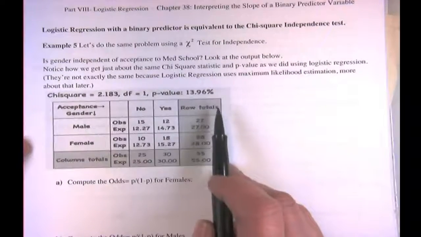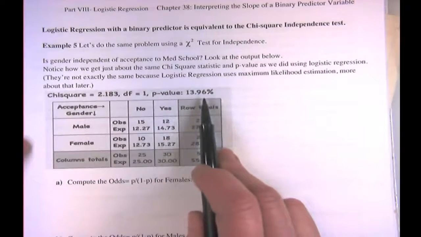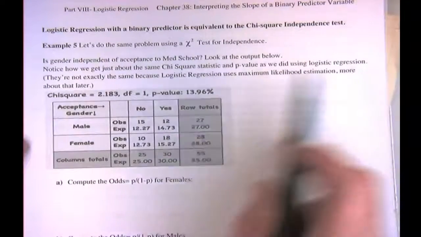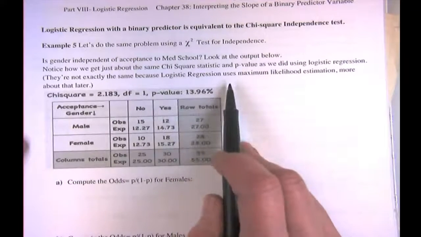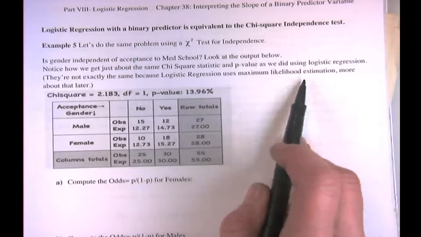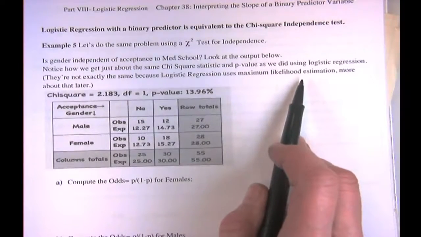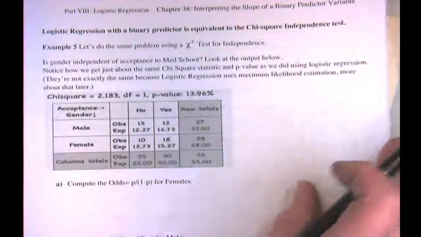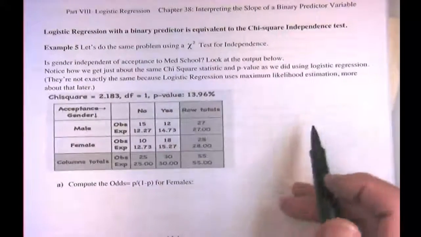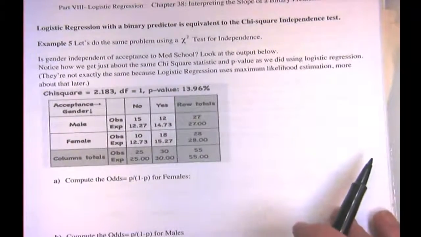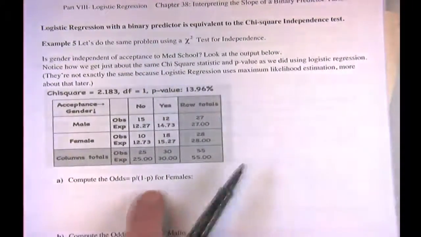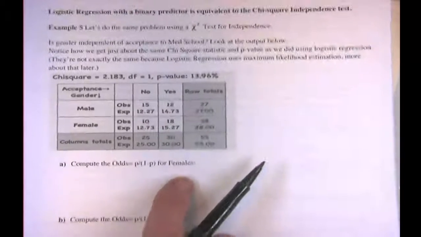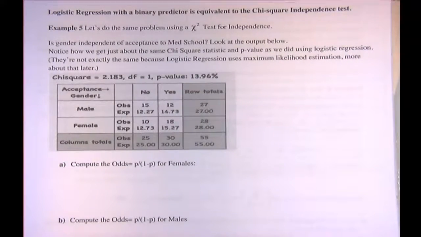Notice how we get just about the same chi-square statistic as we did using logistic regression. They're not exactly the same because logistic regression uses maximum likelihood estimation, and we're going to look at that later in our inference chapter. So now, looking at this, can we compute the odds? We can do the same thing here. It's very easy.